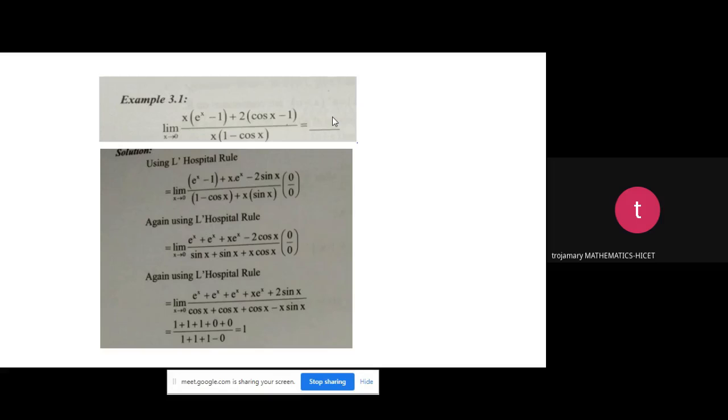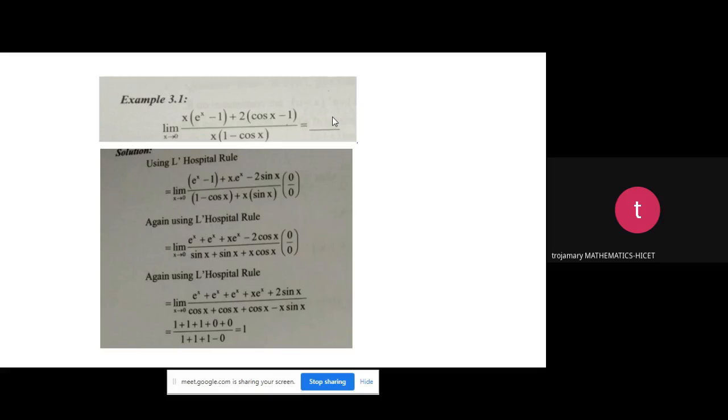So in the numerator, we have x into (e power x minus 1). Differentiate using the product rule, u dash v plus u v dash. If we differentiate x, we get 1 into v, that is e power x minus 1, plus x into, if we differentiate e power x minus 1, we get e power x. Plus 2 into, differentiating cos x, we get minus sin x, so that is written as minus 2 sin x. Then the constant term is 0.